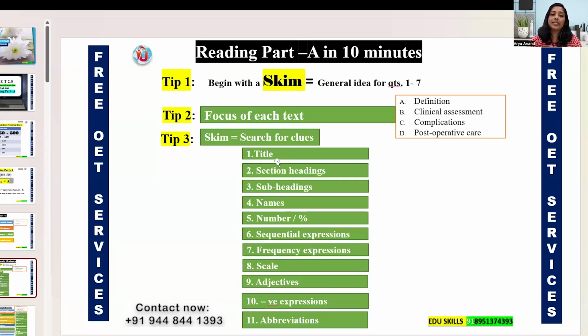First one is the title. You will have a title that you have to read. Then section headings, subheadings, names. Names means any name, if it is a body part, symptom, disease, condition, whatever it is. Then numbers or percentages, sequential expressions, frequency expressions, scale, adjectives, negative expressions, and abbreviations. Hope you know all these clues because we have discussed them many times.